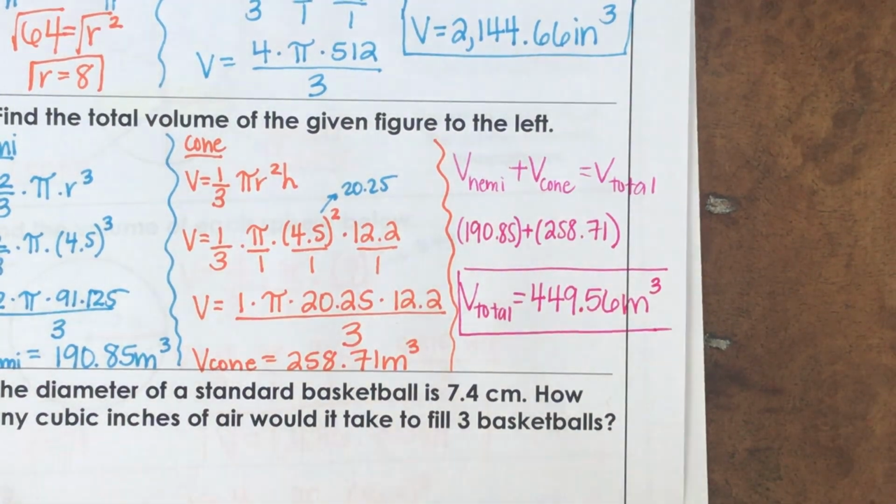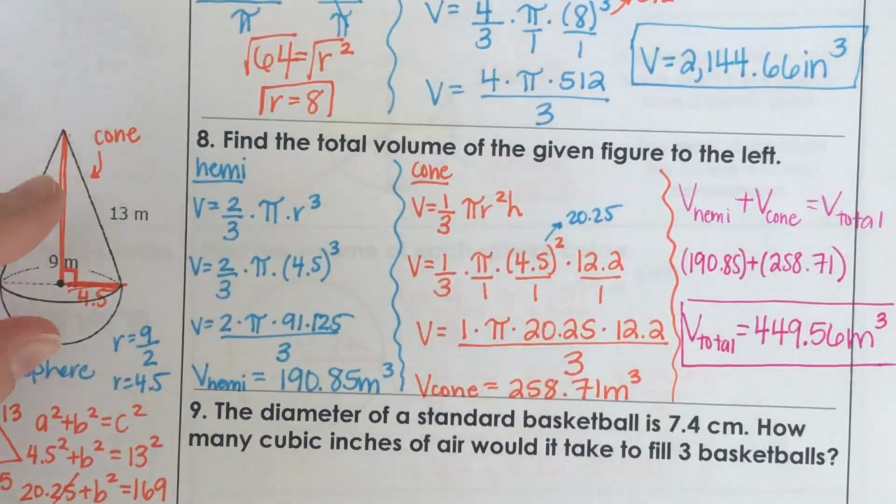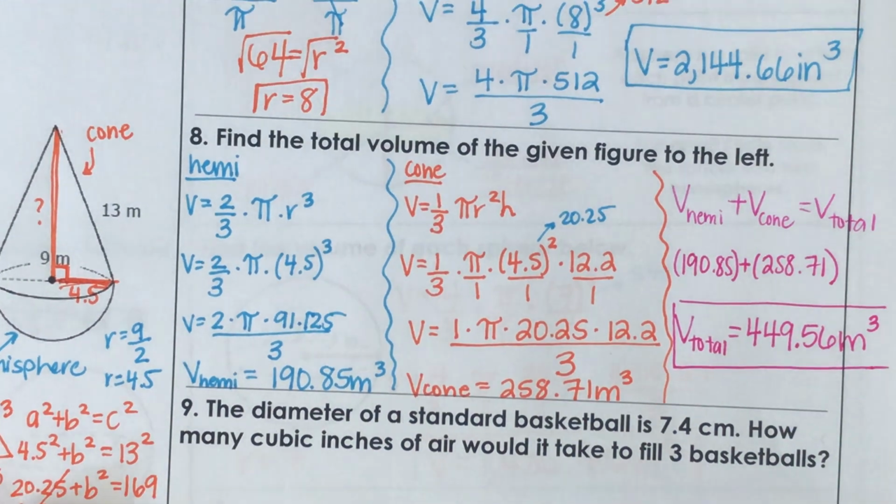So that one was definitely a lot of work because it was a composite figure. Composite means a composition of more than one figure. So there were 2 figures there. So that one took a little bit more work.